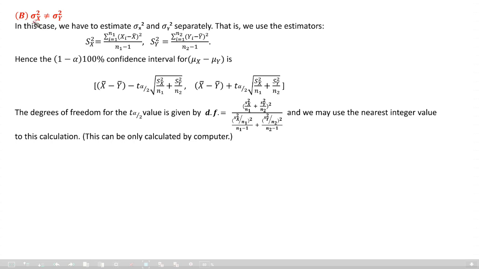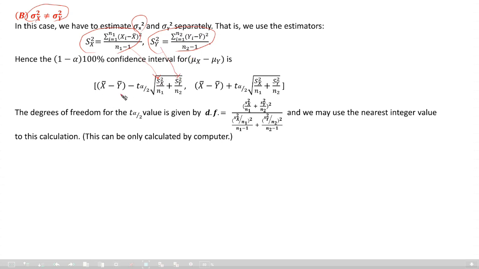And how about the unequal case? In this case, we have to estimate them separately. Sigma x square is estimated this way, sigma y square this way. We use the sample estimators for these two. Hence, the 1 minus alpha 100% confidence interval for mu x minus mu y is obtained by substituting for sigma x square and sigma y square.